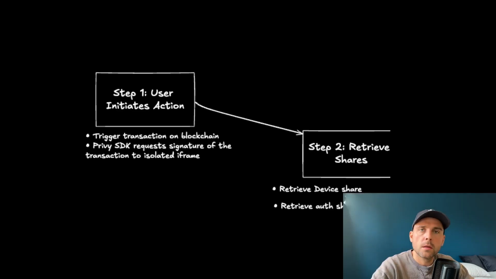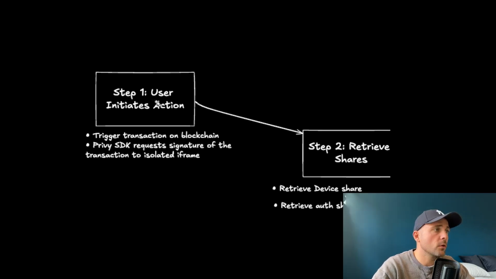There are different possibilities with which the user can decide to back up his recovery share, but we'll get back to that later. Now, with those three shares in mind, let's look at how Privy manages to reconstruct the private key in a typical user flow that requires a signature for a transaction on the blockchain. So in the first step, the user initiates an action that necessitates a signature for a transaction on the blockchain, like, for example, swapping one asset for another asset.